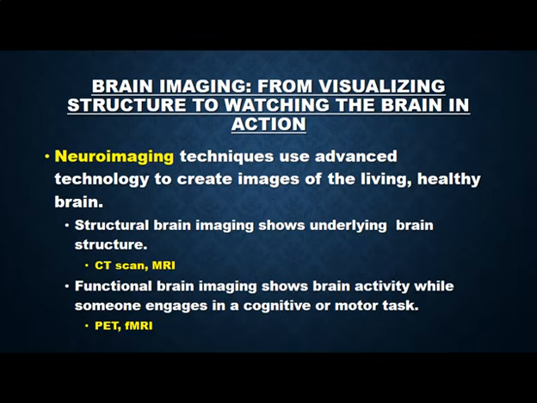The advantage of these structural techniques is they're very precise, and they're much easier to accomplish and a little bit less controversial because you're looking at brain structures. You're not trying to correlate activity, but merely look at the structures themselves. Functional brain activity shows activity while someone engages in a cognitive or motor task or any other kind of task.